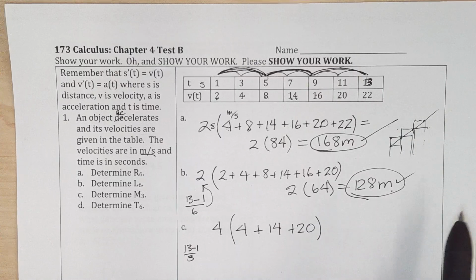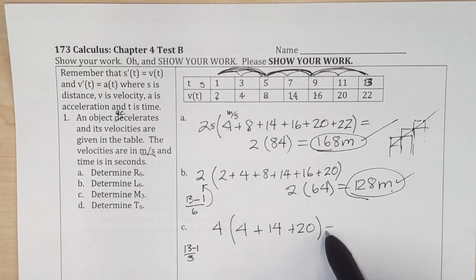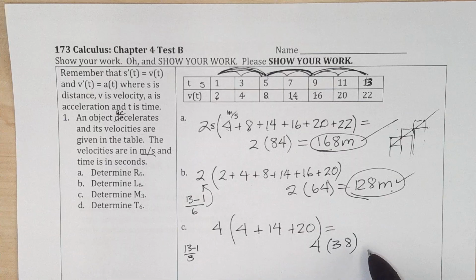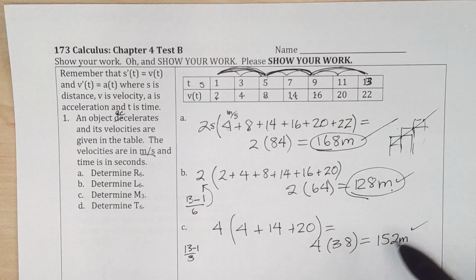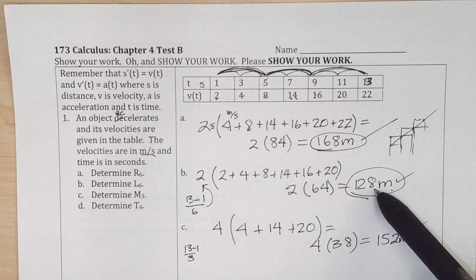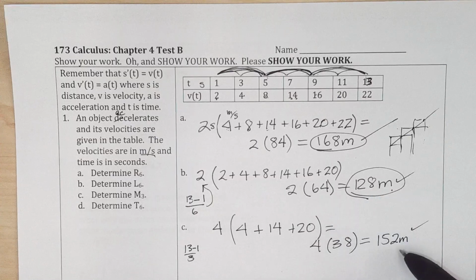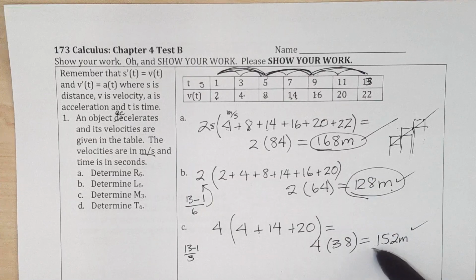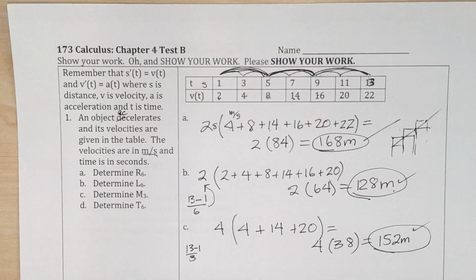So 18 plus 20 is 38, which is 120 plus 32 is 152. And midpoint should be closer than either the left or right hand, usually. So it should be somewhere between them, and it is. All right.